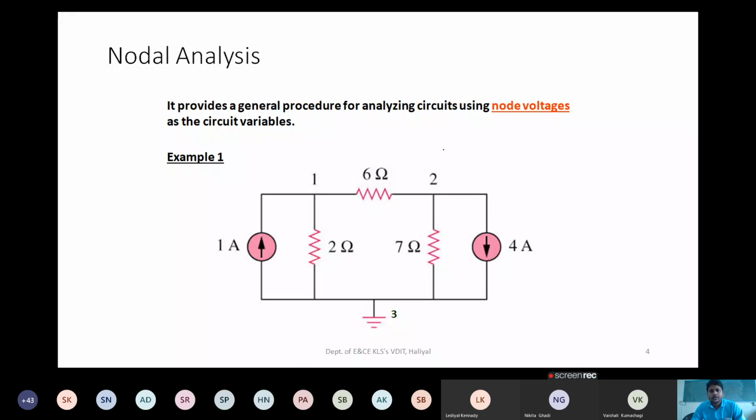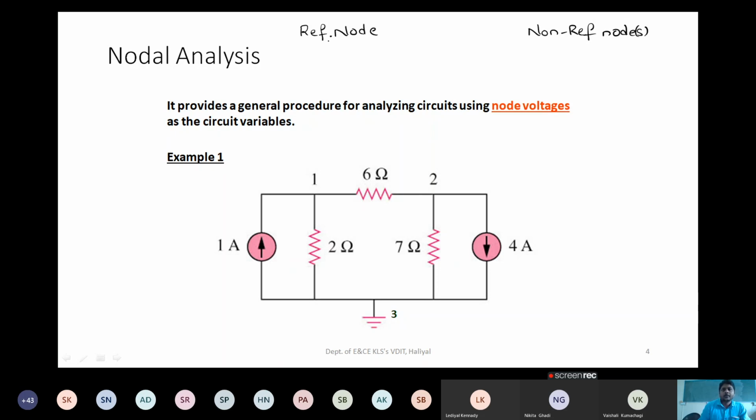Coming to the topic here, nodal analysis. What do we do in nodal analysis? First, in a given circuit, you will be asked to find the node voltages. Before starting with the actual problems, you have to be very clear about two things. One is called the reference node. The second one is about non-reference nodes.